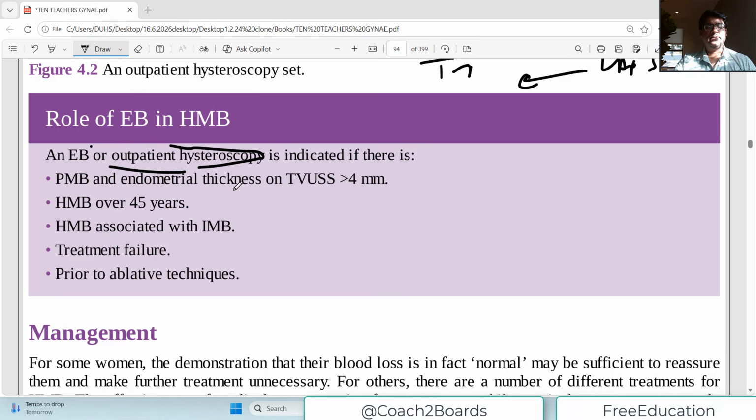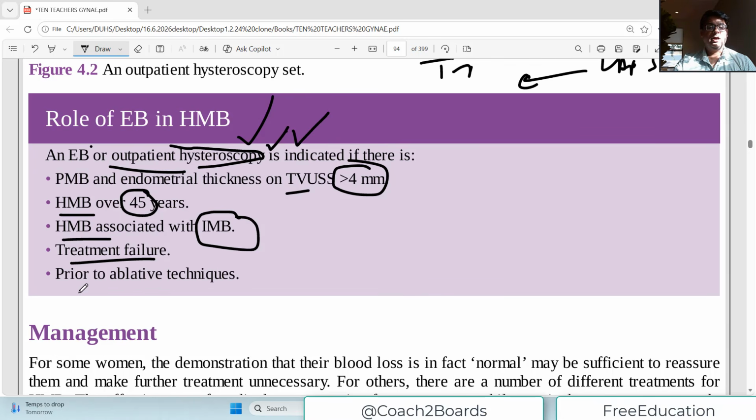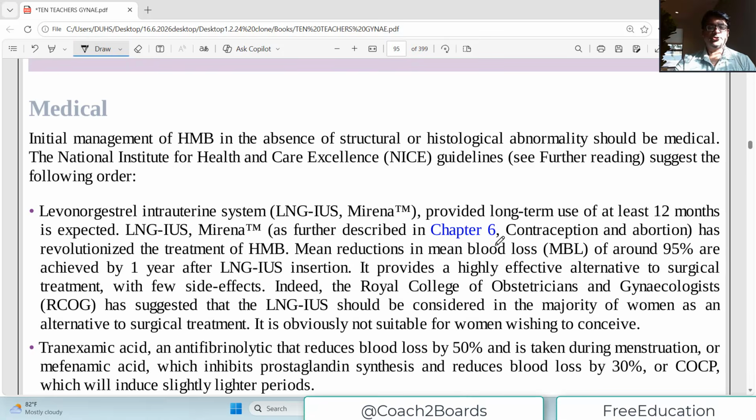बिल्कुल इसी तरह outpatient hysteroscopy की भी indications हैं. If the endometrial thickness on transvaginal ultrasound पे 4 मिलीमीटर से ज़्यादा है, you consider hysteroscopy. अगर patient में HMB है and over 45 years, you consider hysteroscopy. अगर intermenstrual bleed भी है, heavy menstrual bleed के साथ, you do that. Treatment failure, treatment काम नहीं कर रही, you consider that. Prior to ablative technique, obviously you have to look by a scope how the uterus is looking. So ये नहीं कि हर patient में you do hysteroscopy, right? There are indications. These are the indications when you do hysteroscopy.